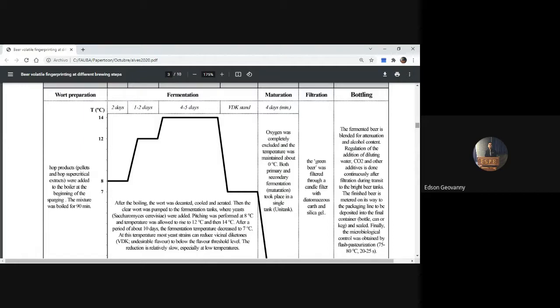These volatile organic metabolites can influence the final taste of the beer. Ethyl alcohol contributes to its strong flavor, and isoamyl acetate adds a fruity odor in this part. This shows the steps of preparing a lager beer: water preparation, fermentation, maturation, filtration, bottling.